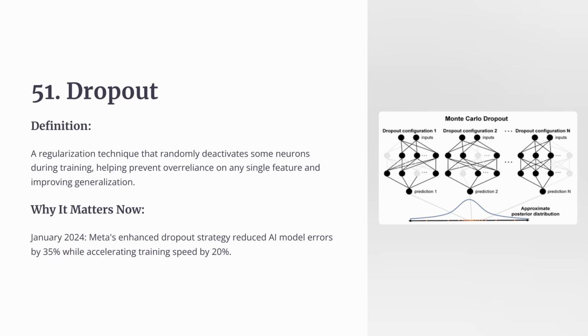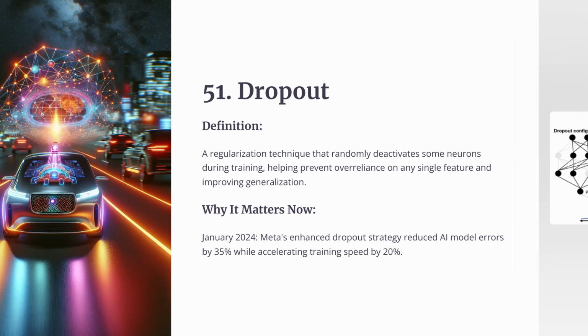Dropout is a regularization technique that randomly deactivates some neurons during training, helping prevent over-reliance on any single feature and improving generalization. Imagine a basketball team that practices with different players sitting out randomly. This forces everyone to become well-rounded rather than relying too much on any one player. Meta's enhancement is like finding a better way to run these practice sessions, resulting in a stronger, more adaptable team.